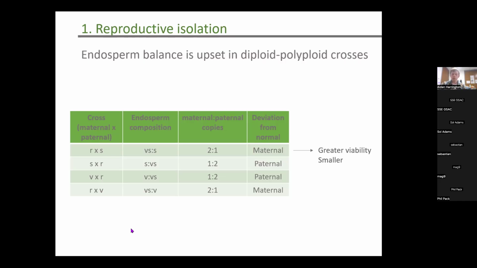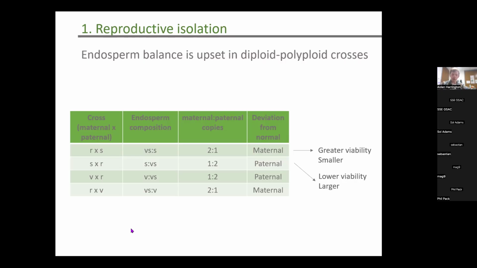And we can make predictions about how these things will influence the viability of seeds. Typically, maternal bias leads to greater viability in smaller seeds, whereas paternal bias leads to lower viability and larger seeds. Okay, so I know that's a bit of a lot.